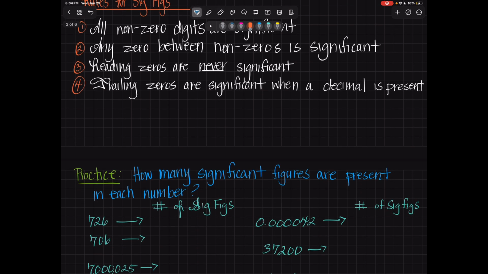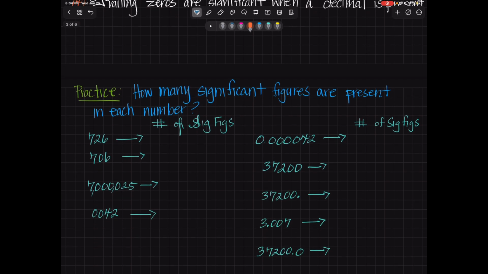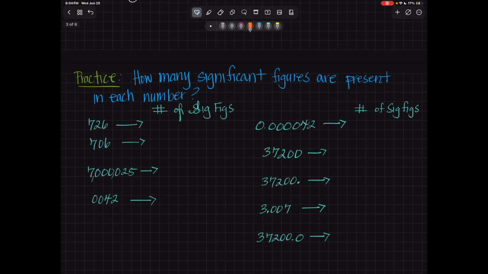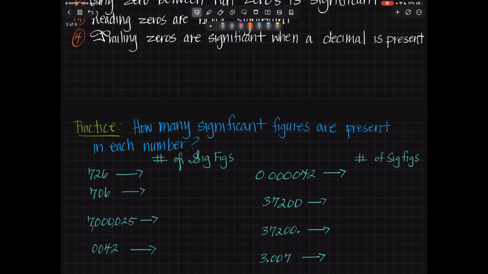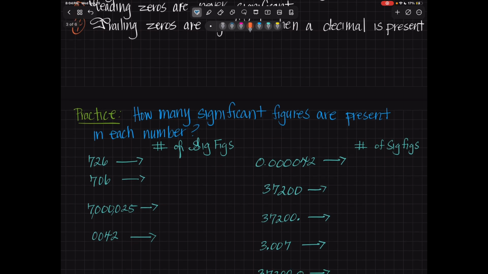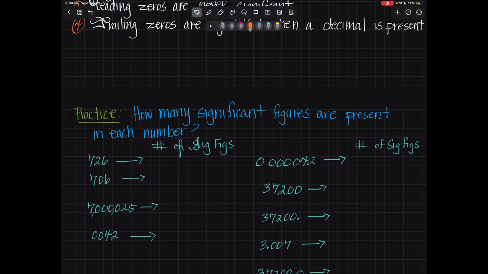So let's practice this. How many significant figures are present in each number? We have 726. There are no decimals. There are only non-zero numbers. So when you have this situation, you just count how many there is. 1, 2, 3. So there are 3 significant figures.